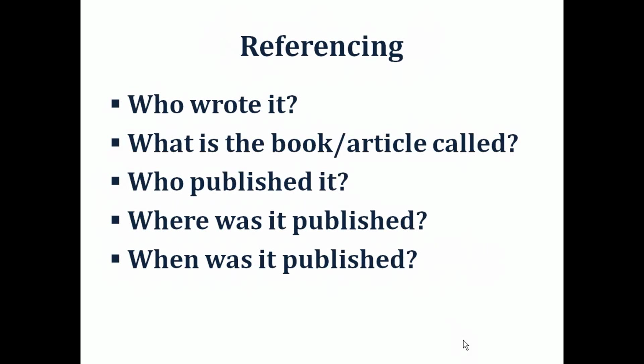And the main principle is who wrote it, what's the book or article called, who published it, where was it published, and when. In Harvard, the when goes at number 2. So author, date, title, publisher, place of publication. No, the other way around, place of publication, publisher. But these are the 5 main points that every single reference entry, the entry of your reference list, must cover.